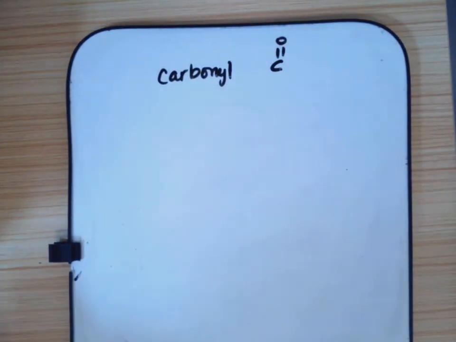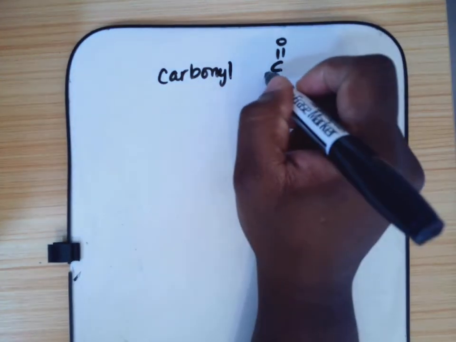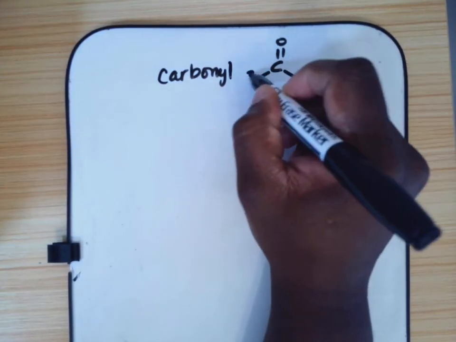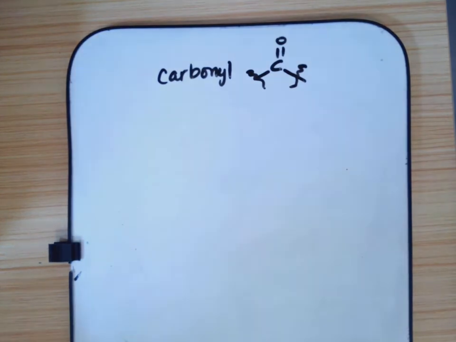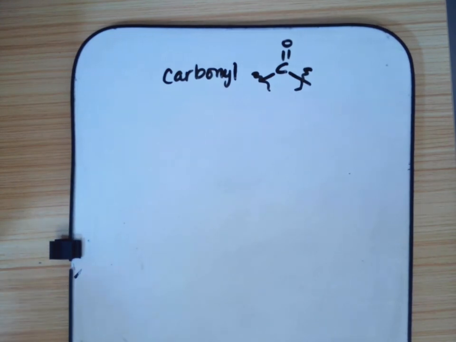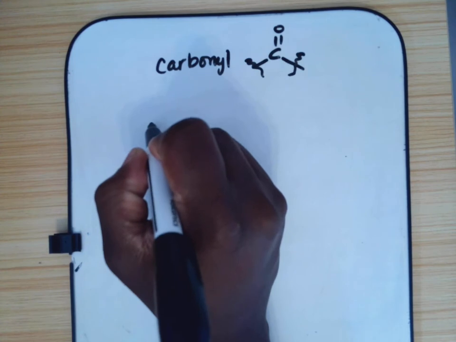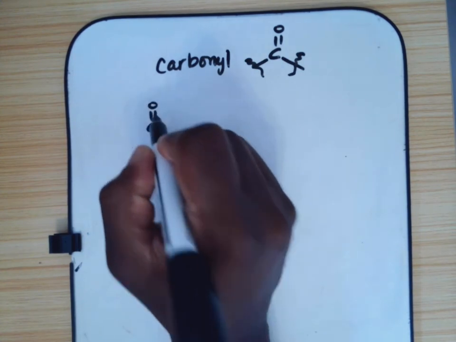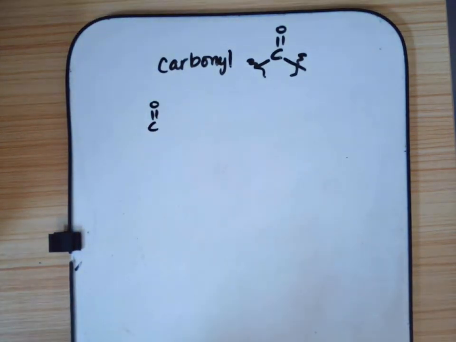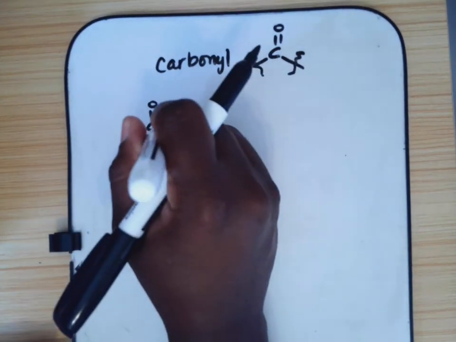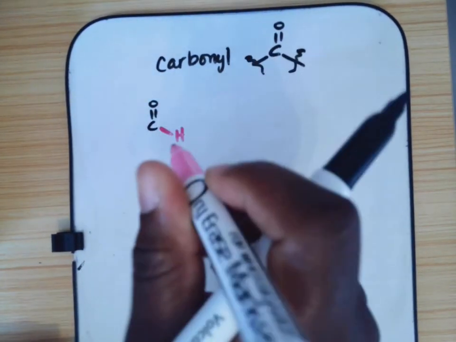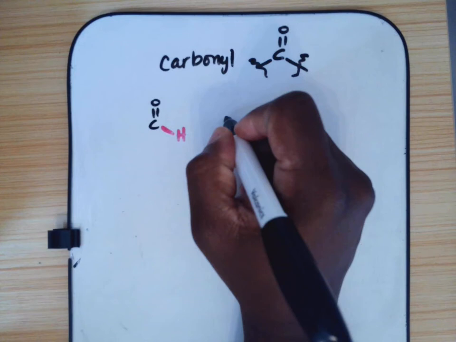But we already know that carbon wants 4 bonds. So we know that there are 2 other bonds attached to that carbon. What bonds are attached to the carbon will distinguish and allow us to identify the different functional groups. And so if one of those bonds from the carbonyl goes to a hydrogen, then that represents an aldehyde.